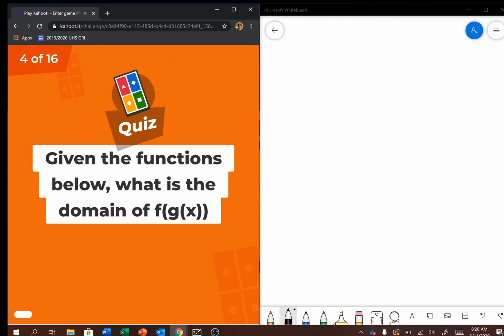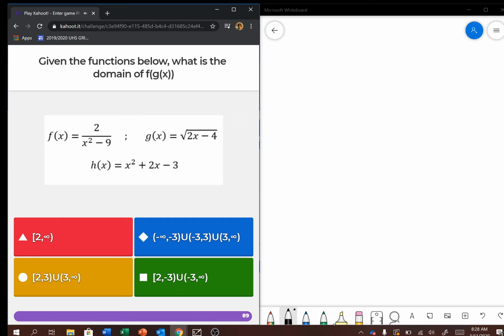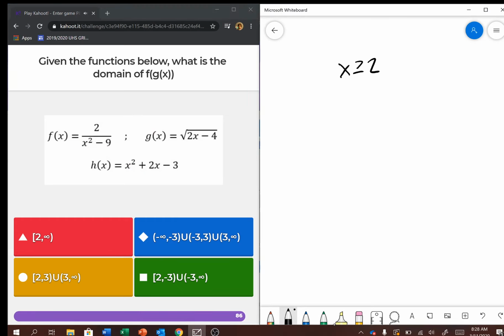Given the functions below, what is the domain of f of g of x? Okay, g of x, again, we know from the previous problem that it has to be greater than or equal to 2. What's f of g of x? Remember from the previous problem, it was 2x minus 13, I believe. So that means, oh, I did this problem wrong. This problem is written wrong, so I'll just tell you what the domain should be.